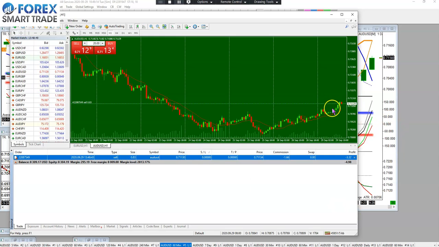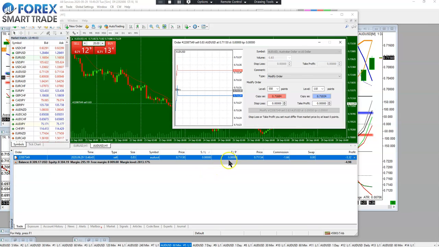I've got my sell in. I need to tell the broker where I want to take profit and where my stop loss is. So I'm going to highlight the order line. It becomes blue. I right click. I go to modify.